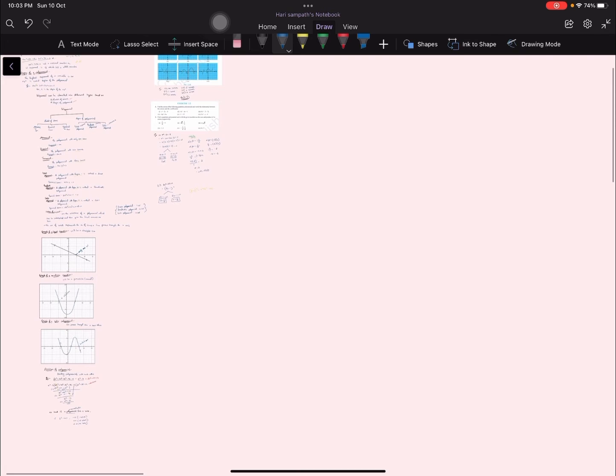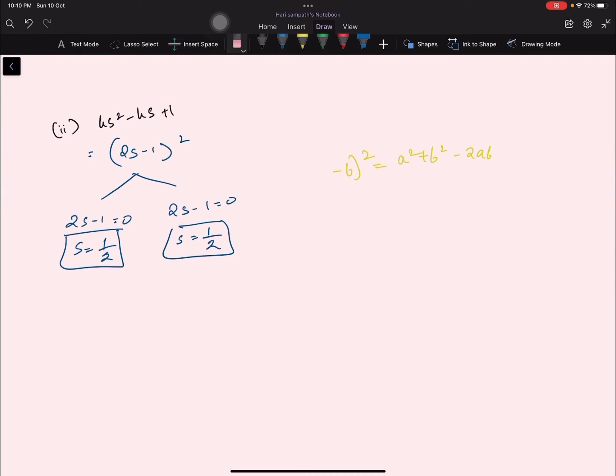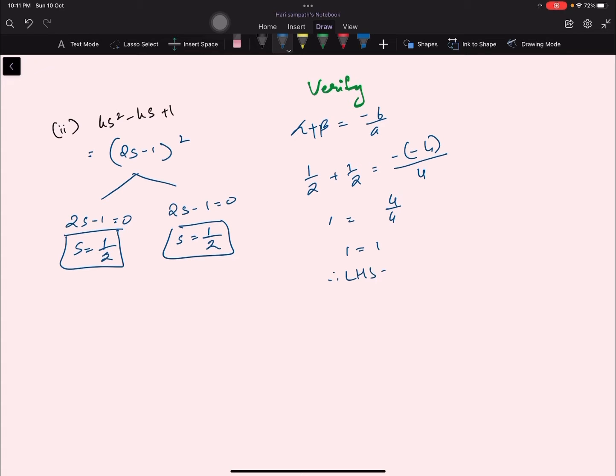Getting back to the sum. Now we're going to be doing the verification. Let me just put the heading here. Alpha plus beta equals minus b by a, right? So what is alpha plus beta? Half plus half equals minus of minus 4 by 4. So half plus half is 1. This equals 4 by 4. 1 equals 1. Therefore LHS equals RHS.